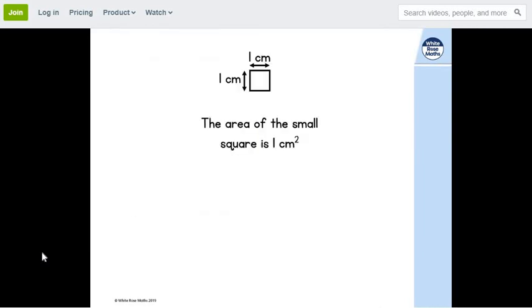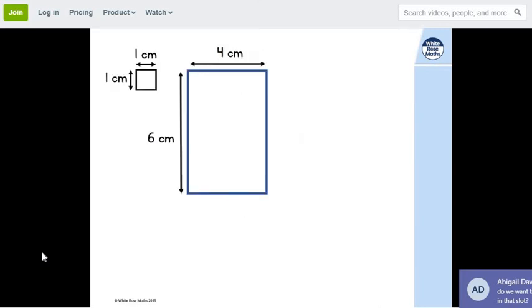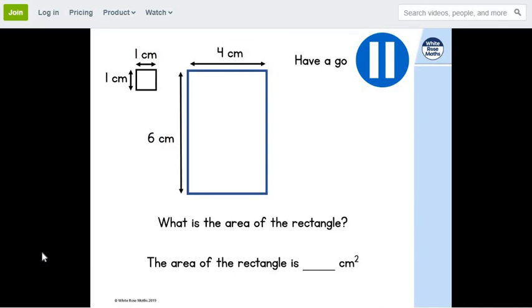Now we can measure area in centimetres squared. So this little square, or the area of it, is 1 centimetre squared. So this square, it's got 4 of those, so it's got an area of 4 centimetres squared. So how many of these little centimetres squared could I use to fill the blue rectangle? So, have a think for yourself first. How many would fit inside that rectangle?